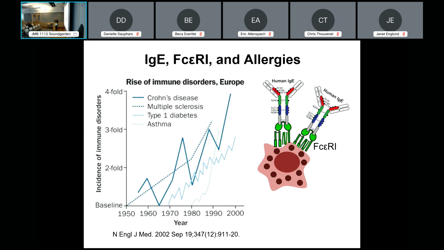IgE, I think everyone in here knows, is responsible for allergic disease. It binds to the surface of mast cells and basophils that express the high affinity IgE receptor, FcεRI. And atopic diseases are on the rise all over the world. I think 1 in 5 individuals worldwide has some sort of allergy.